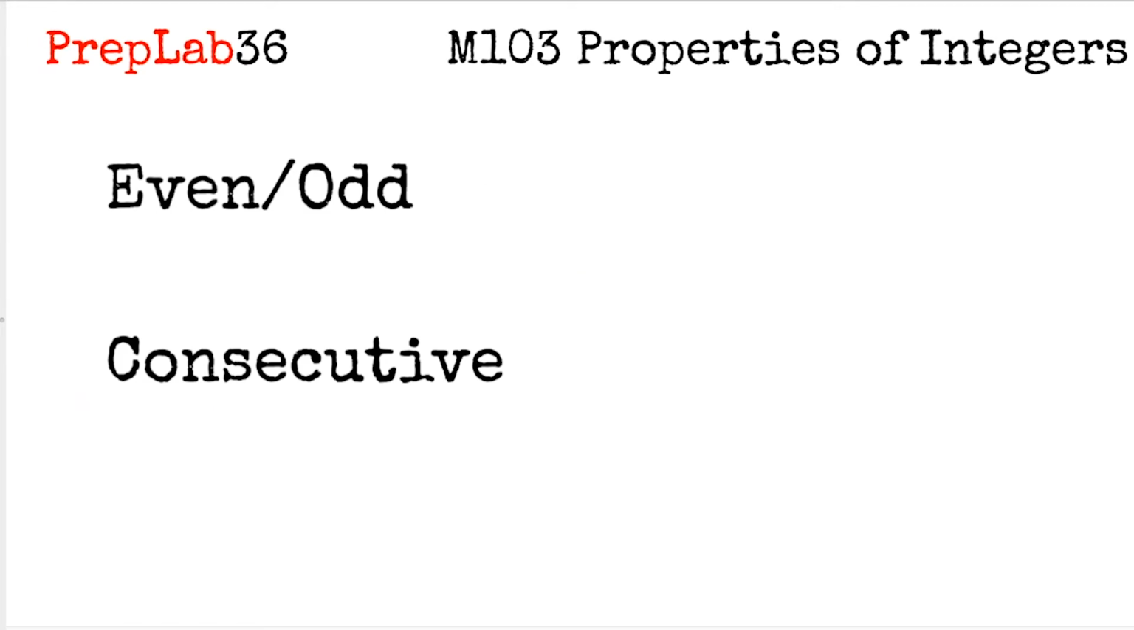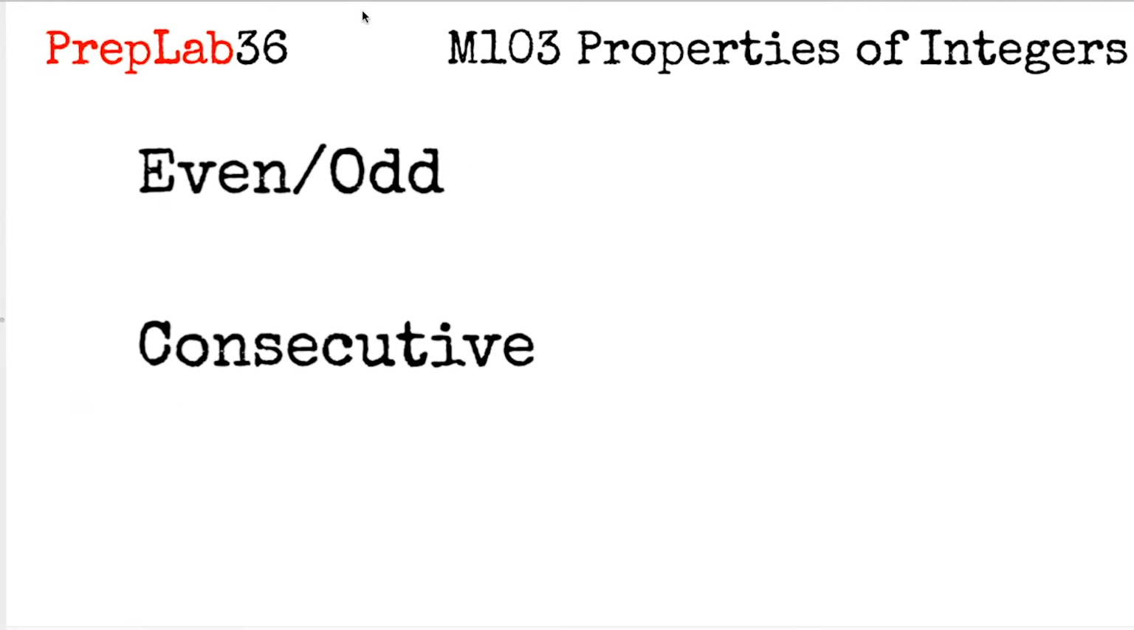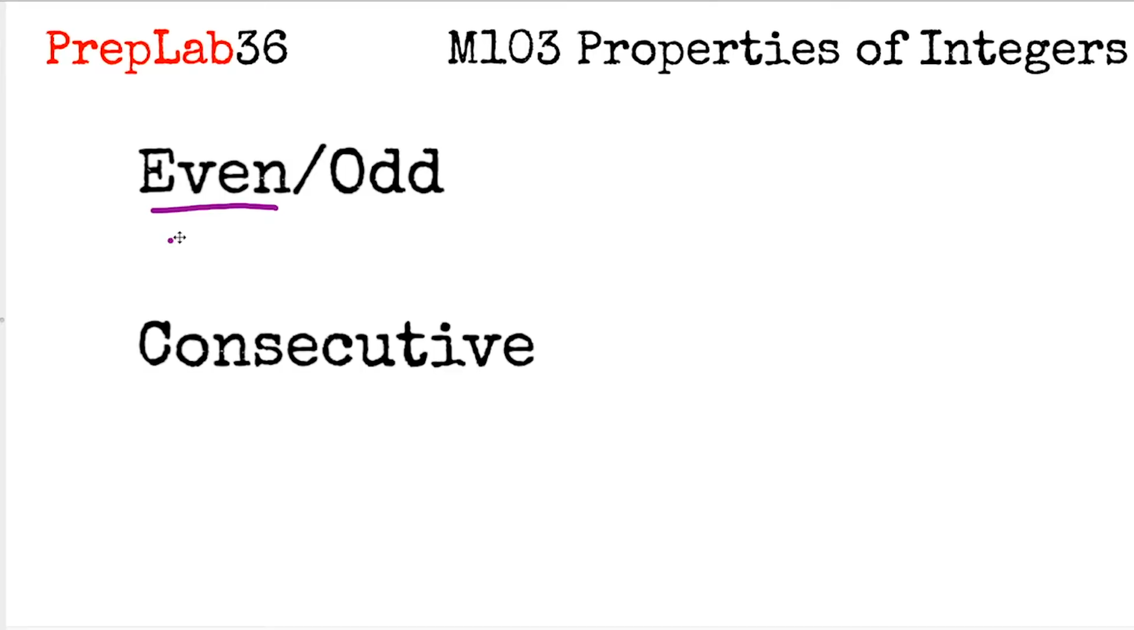Even and odd. An even number is a multiple of 2. An odd number is a multiple of 2 plus 1. Algebraically, we can write an even number as 2 times n. We can write an odd number as 2 times n plus 1, where n is any integer, including 0. 0 is even. It is not positive nor negative. 0 is not positive or negative, but 0 is even.